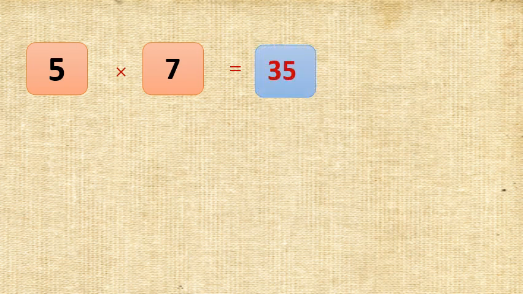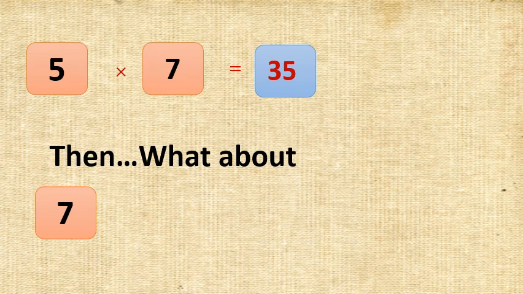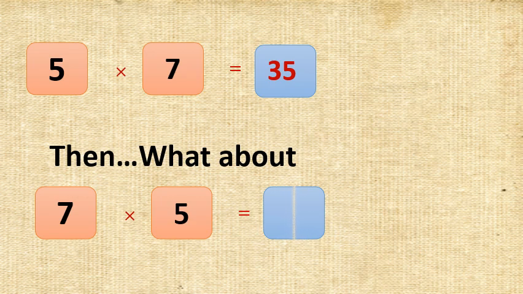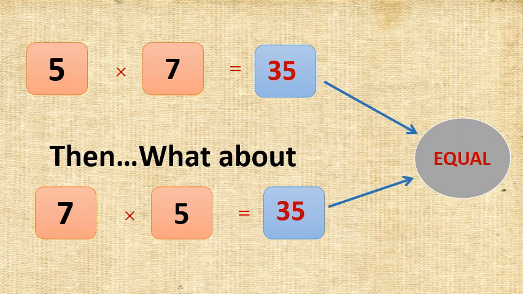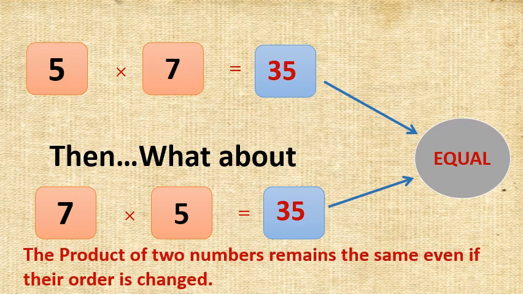See this, 5 multiplied by 7 is equal to how much? 5 times 7 is 35, isn't it? Okay, now then what about 7 multiplied by 5 is equal to how much? 7 5s are 35, isn't it? Means both products are equal or same. Means what we can say here? The product of two numbers remains the same even if their order is changed.